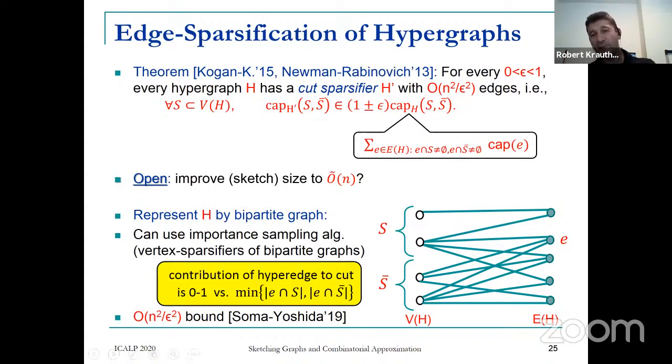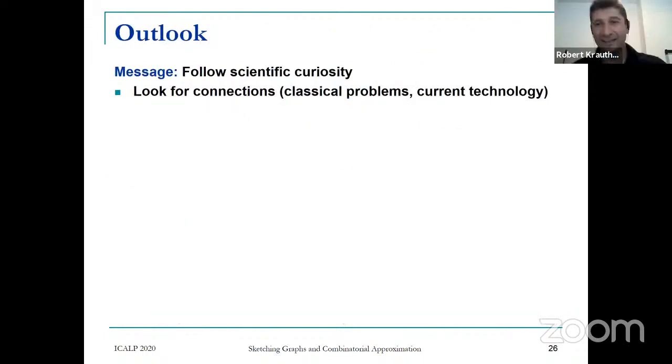And this was actually done by Soma and Yoshida in 2019. They got the same bound, n squared over epsilon squared. Actually, they proved something much stronger, because for spectral and directed, it's not as I presented here. This is what follows from what they proved. They actually proved something like n cubed for spectral, et cetera, like stronger guarantees. So it turns out these ideas go back and forth between different results. So I'm going to stop here the technical parts and wrap up.